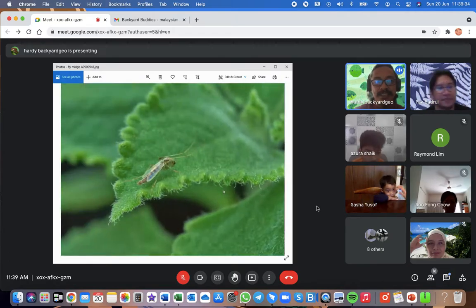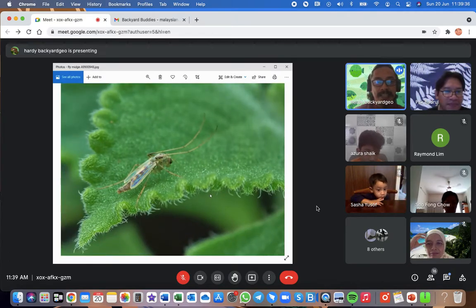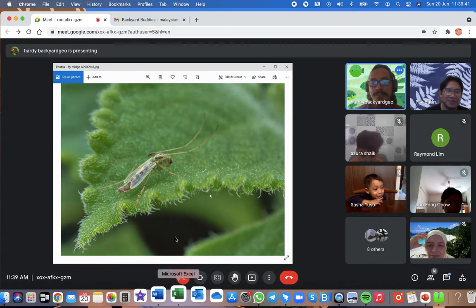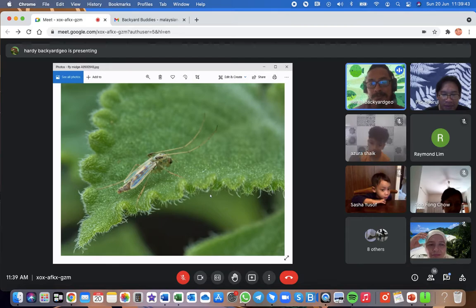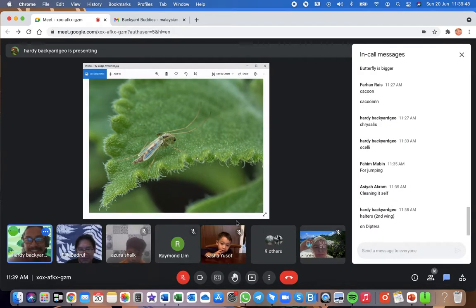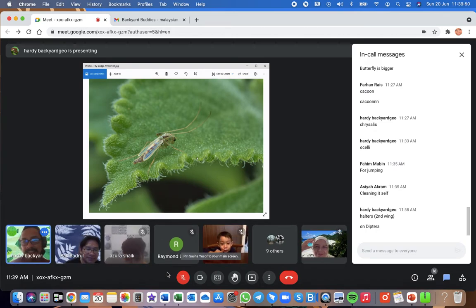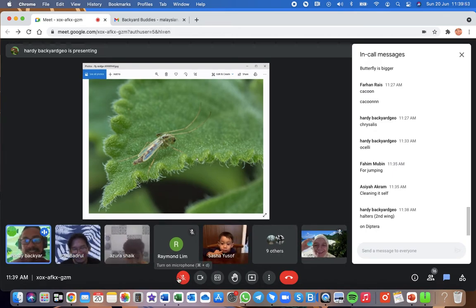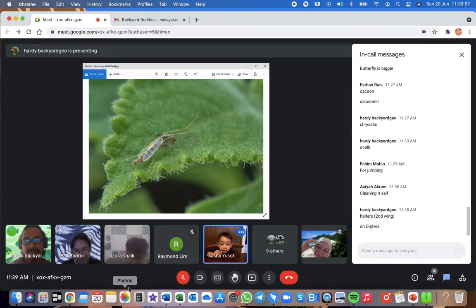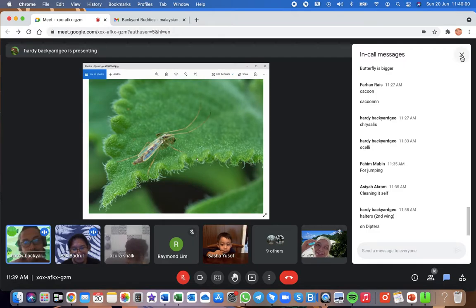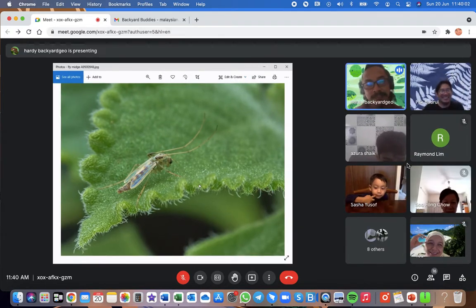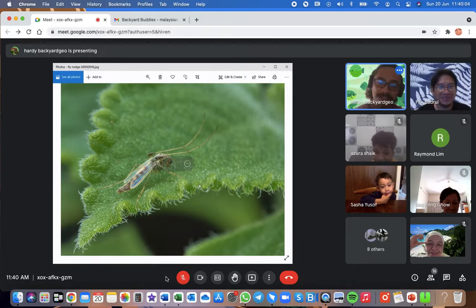Okay, this one is interesting. Let's give it a guess. I'm sure many people will know what this is. Or rather, they think they know what this is. Mosquito. Baby grasshopper. If you say mosquito, it's very close, but actually it's not a mosquito.